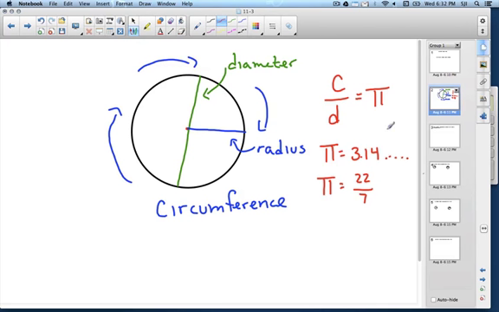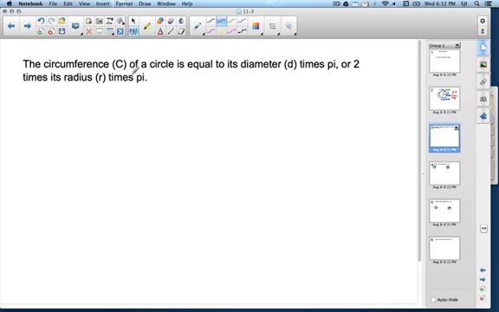That's one way you can try to remember it. So before we can actually get to finding the circumference of circles, we need to know the formula to find the circumference. And in words, the circumference, or C, of a circle is equal to the diameter, D, times pi, or 2 times its radius, R, times pi.